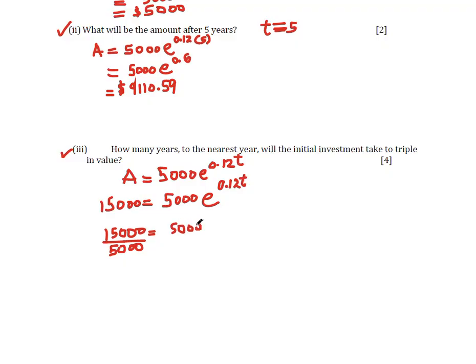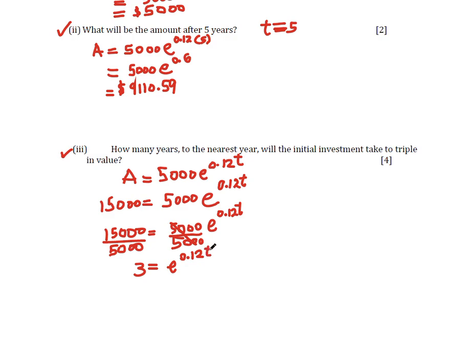You know, what you do to one side of an equation, you have to do to the other side to maintain balance. So dividing the right-hand side of the equation here by 5,000 will eliminate the 5,000 that is multiplied by it, but we have to also divide the other side by 5,000 to maintain balance. So when we divide 15,000 by 5,000 on the left-hand side of the equation, we get 3. And here when we divide 5,000 by 5,000, we get 1. So we're left with e to the 0.12t.